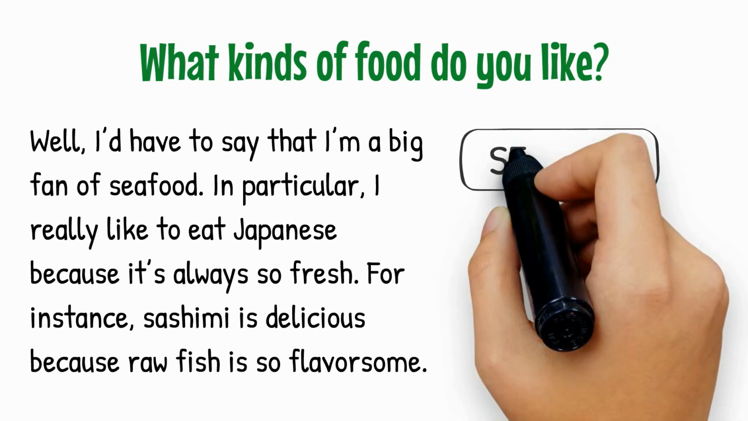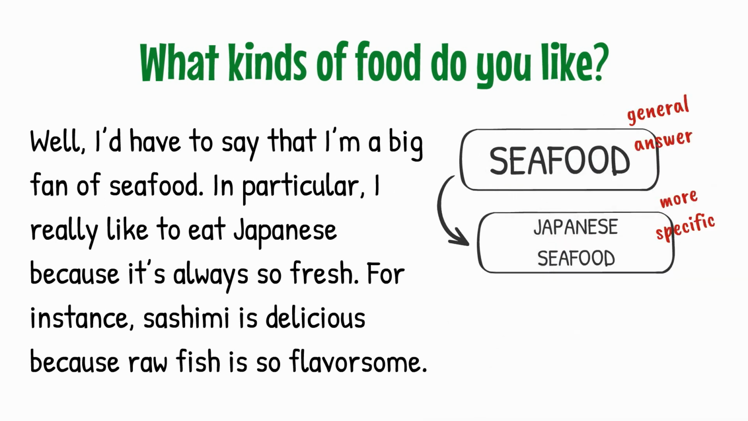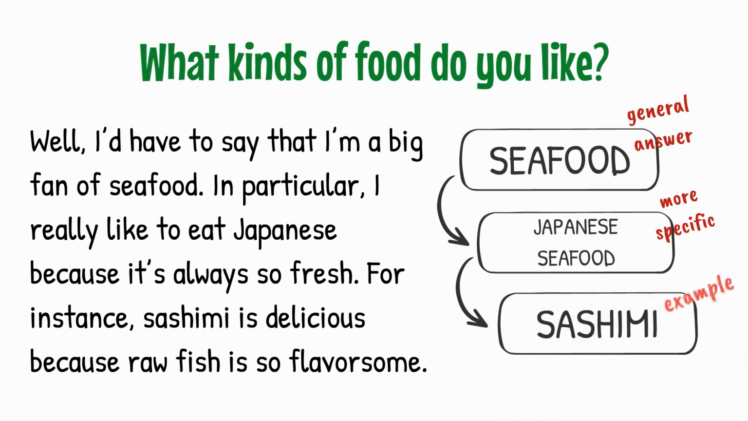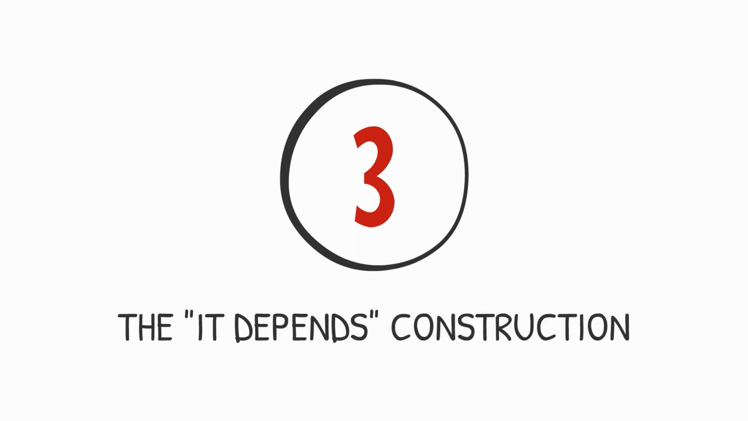So the general answer is seafood. Then, to be more specific, Japanese seafood. Example, sashimi. So now have a look at the third strategy, the "it depends" construction.